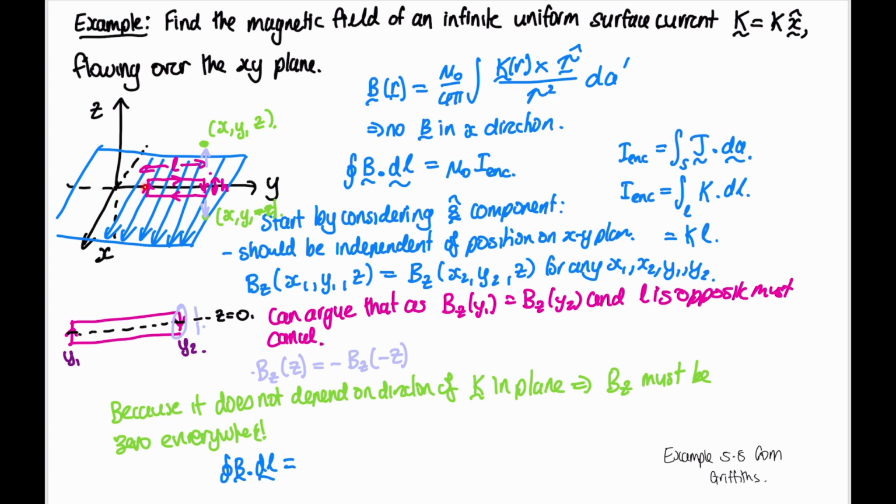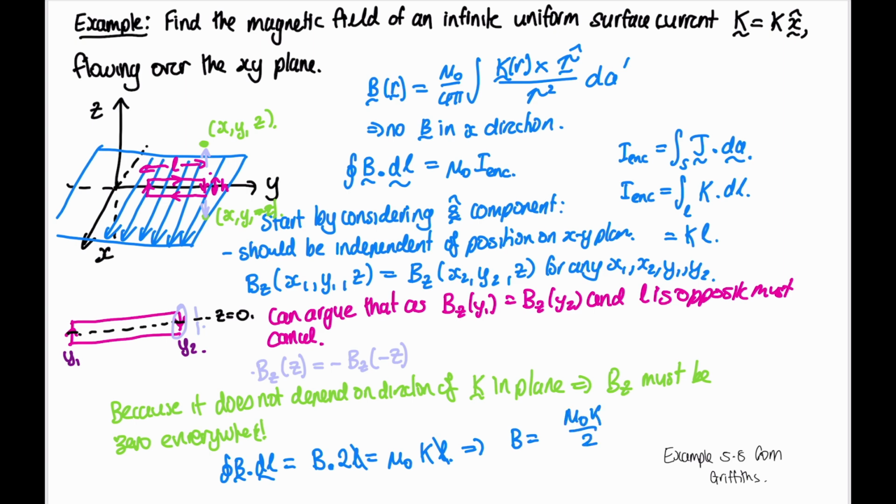So any y point needs to be the same. So we've got this is equal to B, and then we've got this length plus this length. So the total length is 2L. And we know that that is equal to mu naught I enclosed, and I enclosed is KL. So this is equal to mu naught times KL. And then you can see that these L's are going to cancel out. So this tells us that B is equal to mu naught K on 2.